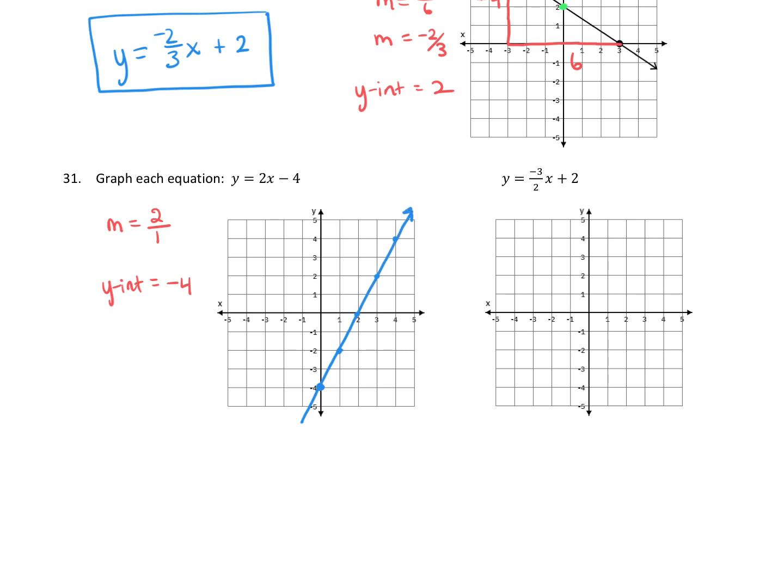Once you have your points plotted, we will draw in a straight line with arrows on the end to indicate that this line does continue forever in both directions.